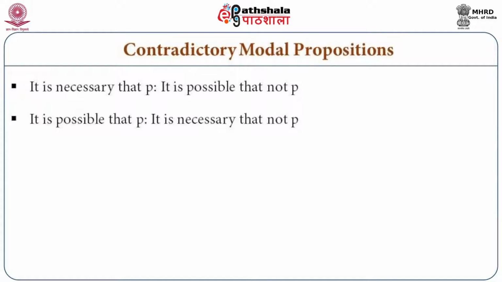We compare two sentences like, it is necessary that P. What will be the contradiction of this sentence? The contradictory sentence is this, that it is possible that not P. See, it is necessary that P, its contradictory sentence is, it is possible that not P. The other could be, it is possible that P. Its contradictory sentence will be, it is necessary that not P. So here we have defined a pair of contradictory sentences.